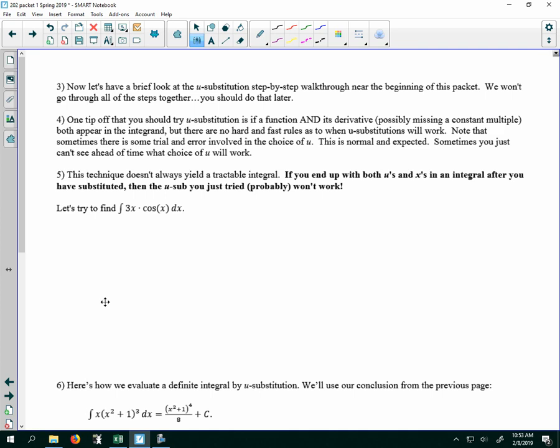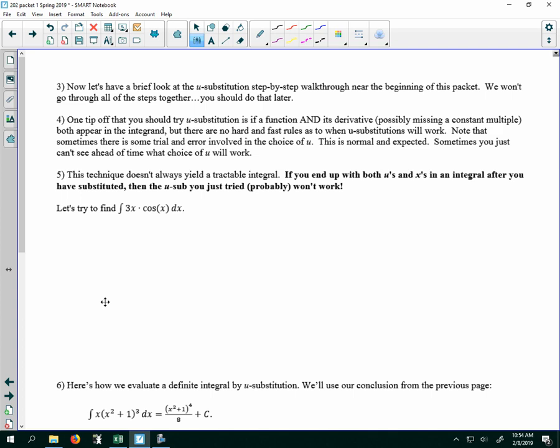Okay, so one tip-off that you should try u substitution is if a function and its derivative, possibly missing a constant multiple, both appear in the integrand. But there are no hard and fast rules as to when a u substitution will work. Sometimes there's some trial and error involved in the choice of u. This is normal and it's expected. You won't always choose u correctly the first time.